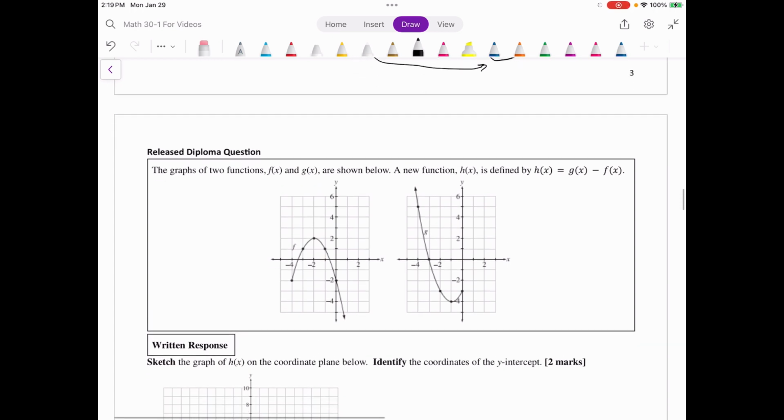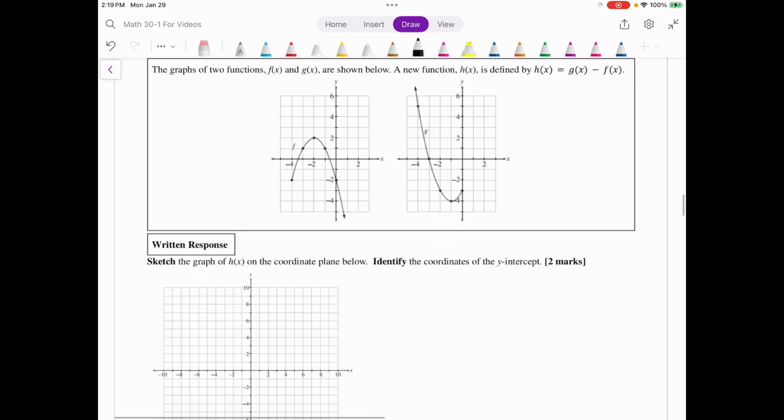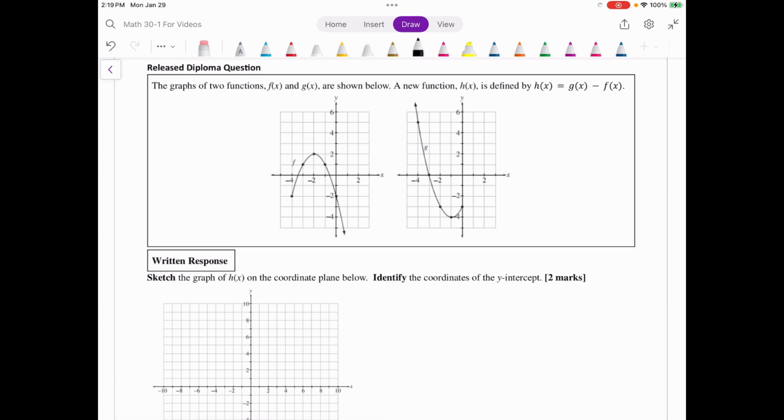This is actually from a real diploma that was written by Math 30 students. I believe this is from 2019. Okay, so this is kind of the type of thing you might see. You'll find them peppered throughout the notes. We'll look at examples from the diploma. Okay, but we've got graphs now. The graphs of two functions, f of x and g of x. So always read carefully. This is f of x. This is g of x.